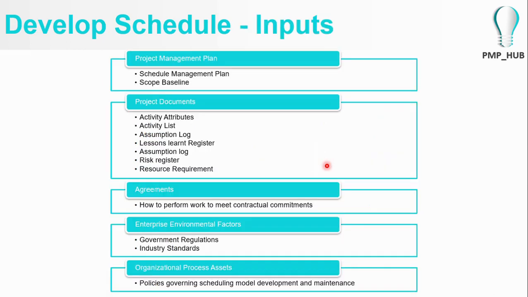One of the key inputs for this process, Develop Schedule, is the schedule management plan, which defines the governance, policies and procedures, and how we are going to manage the schedule for this project. The scope baseline, the WBS and the WBS dictionary and the scope statement, and also other project documents such as the activity attributes, the activity list, the assumption log, and the risk register will be inputs for this process.